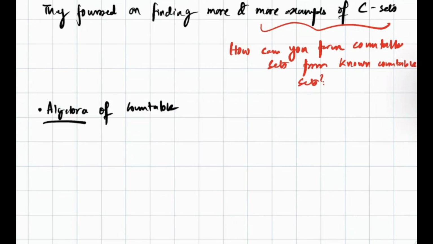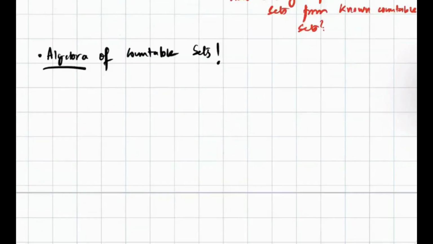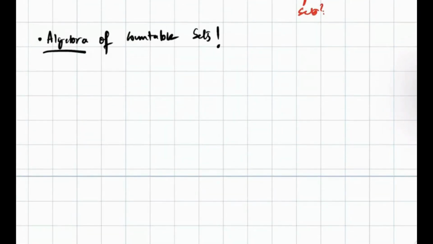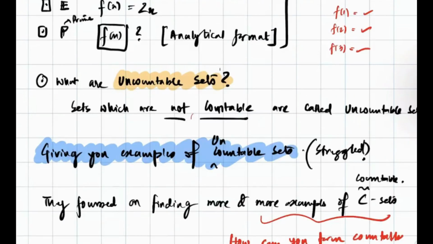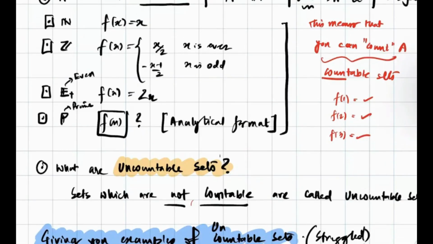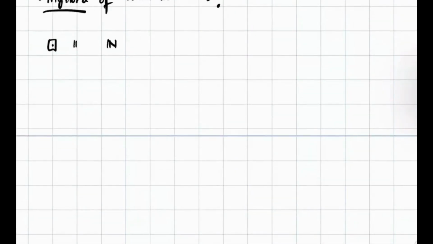You will see algebra of functions. You will see all of these things in the literature when you read books, so I am explaining why it's called so. The algebra of countable sets is very simple. One first example: let's say you have taken the natural number set, and I've given an example of the even number set, positive. So let's say the positive even number set is a subset of this natural number set, right?